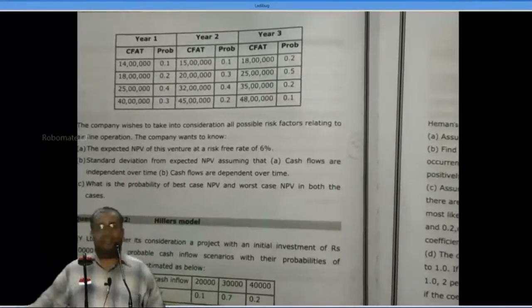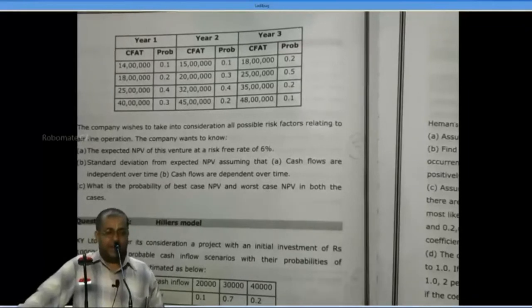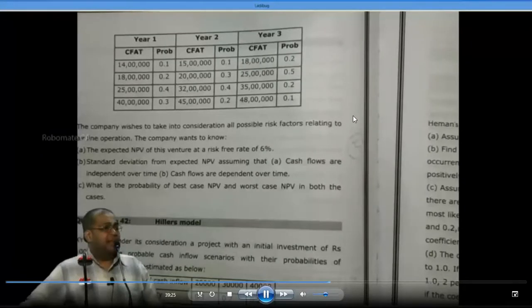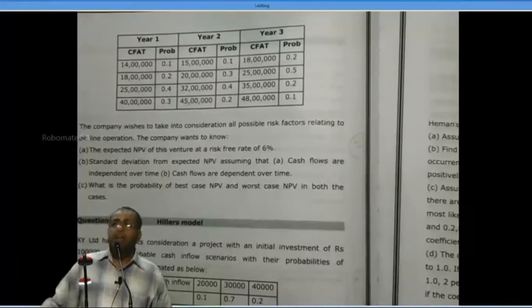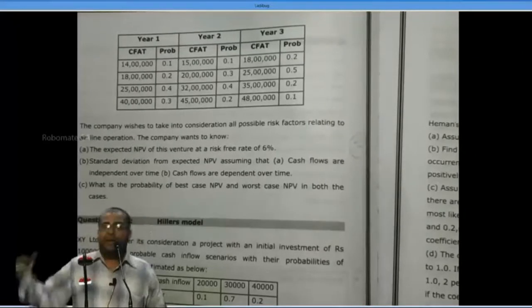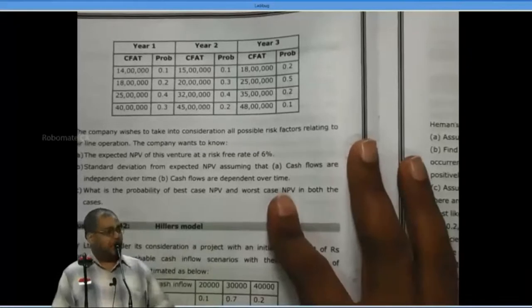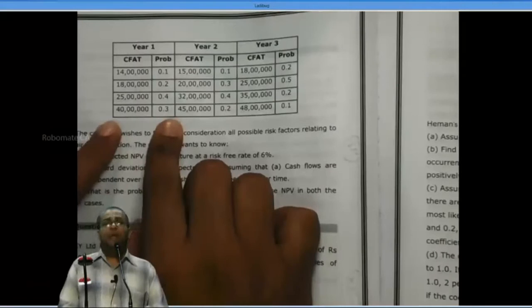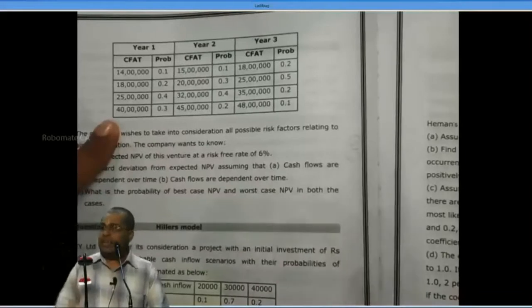First of all, when the cash flows are dependent, what is the meaning of that? What happens in the first year will happen in the subsequent years. If the first year is best, all years will be best. If the first year is worst, all years will be worst. In that case, the probability of best case NPV is the first year probability. What is the probability of best case NPV in the first year? 0.3. So the probability of best case NPV when the cash flows are dependent is 0.3 or 30%. Accepted or not? Can I proceed further?